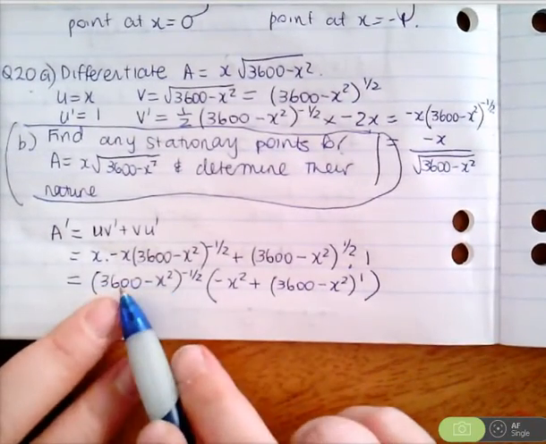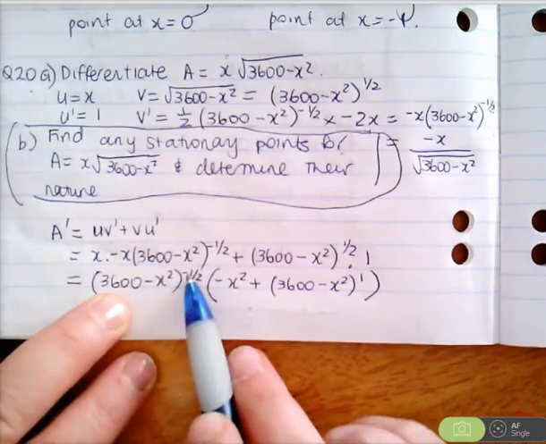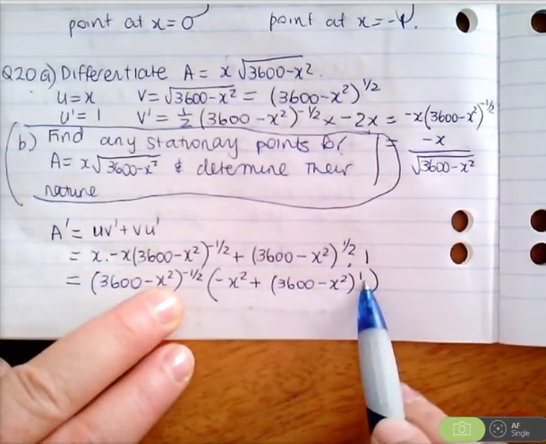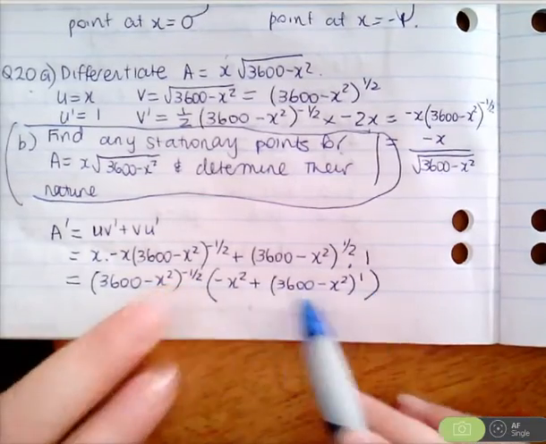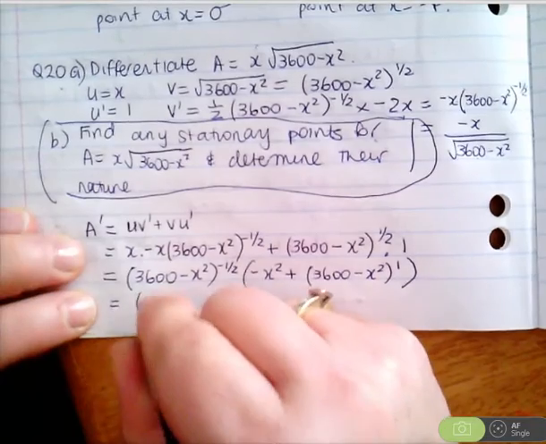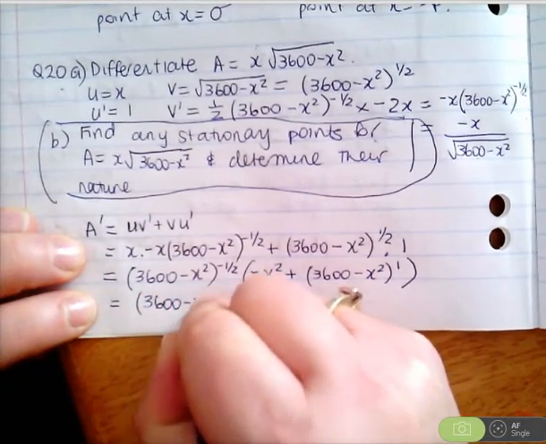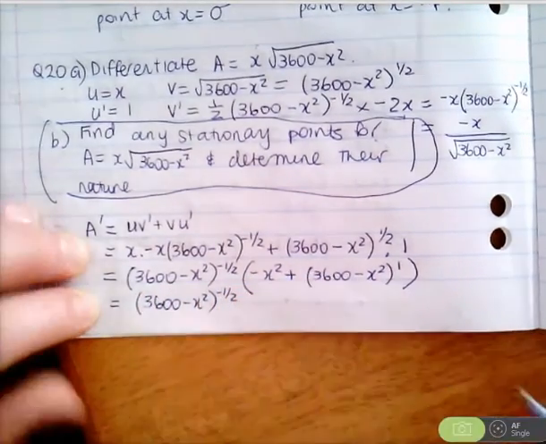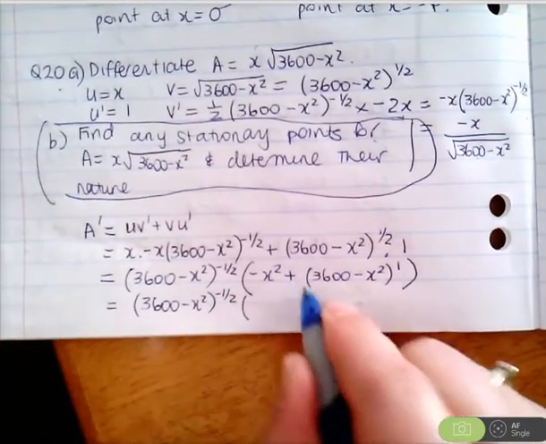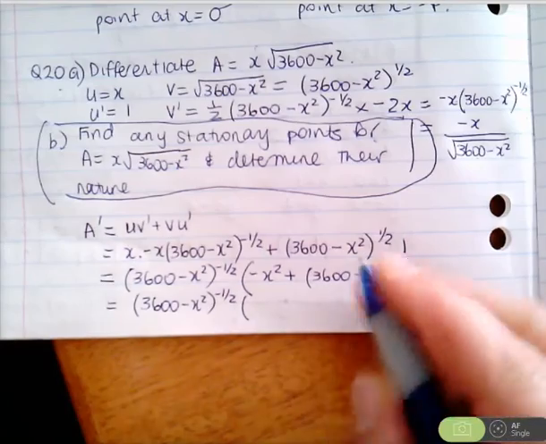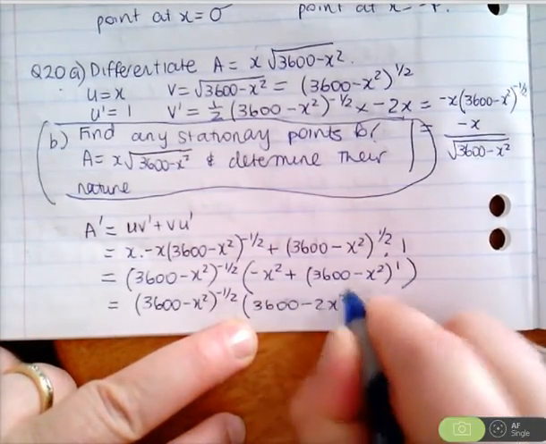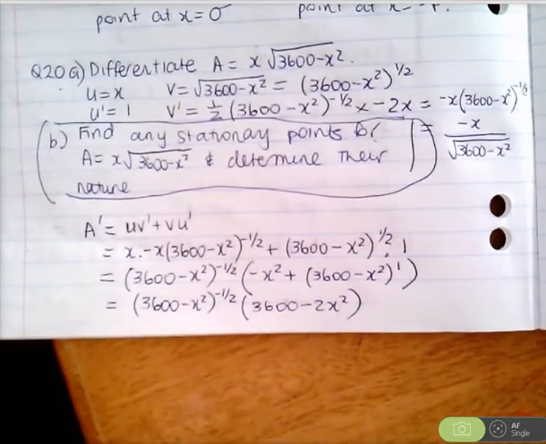Because if you multiply 3,600 minus x squared to the power of negative a half by 3,600 minus x squared to the power of positive 1, the bases are the same. If you add the indexes, you get positive a half. So therefore, we've got 3,600 minus x squared to the negative a half. And expanding this, we've got negative x squared plus 3,600 minus x squared. So we've got 3,600 minus 2x squared. Okay, that's the first derivative.